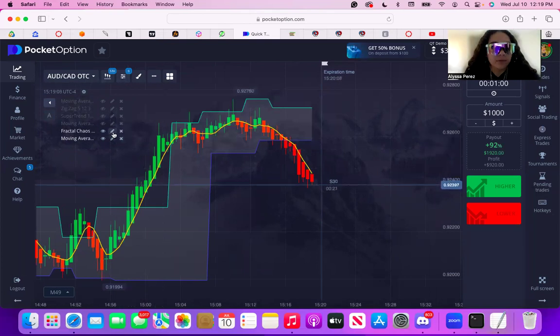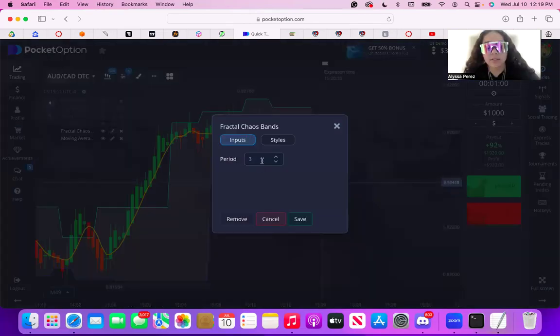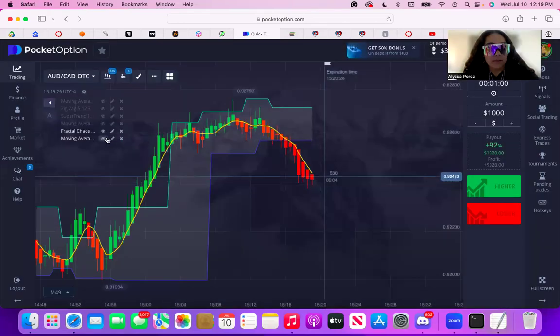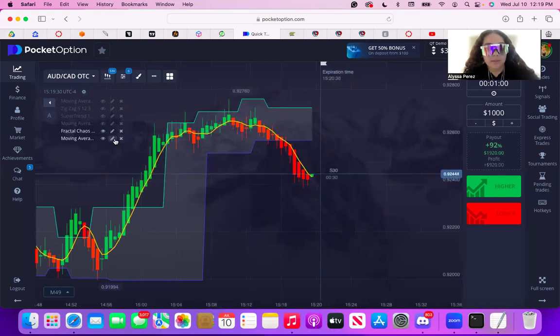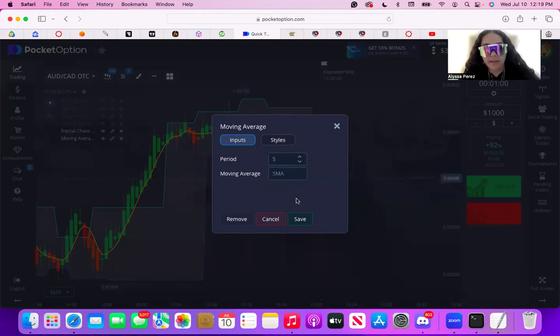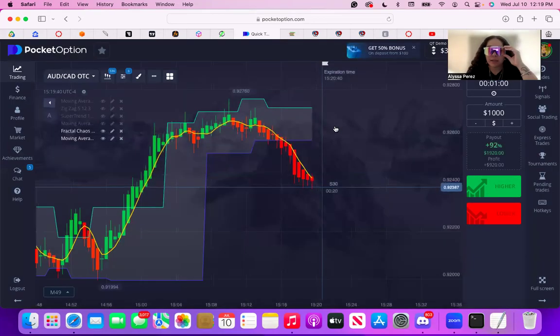Within these settings for the fractal chaos, we have it at a period of 3. For the styles, for the up, I did a turquoise color. For down, I did a darker blue. And for the background, I kept it plain and simple as white. Then for this moving average, the yellow line here, we have it at a period of 5, and we just kept it as SMA. You could change the color if you want, up to you. I just kept it yellow just because.